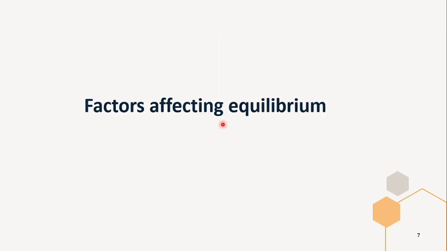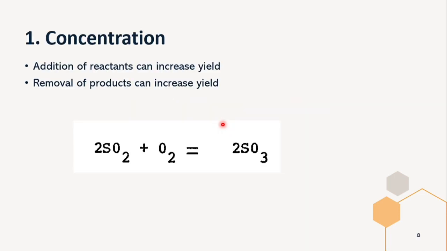So, what factors are affecting the equilibrium? The first factor responsible is concentration. Here I have written two points: addition of reactants can increase yield, and removal of products can increase the yield. Consider 2SO2 plus O2 gives 2SO3 as a system. If we talk about the first point, addition of reactants can increase yield. If I add more oxygen or more sulfur dioxide, they will combine and form more sulfur trioxide, the product. So yes, my yield will increase.